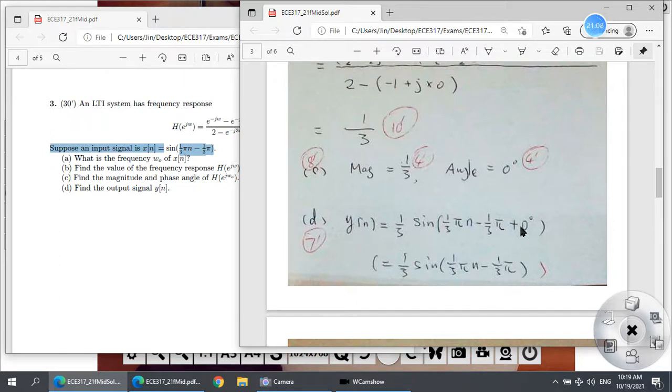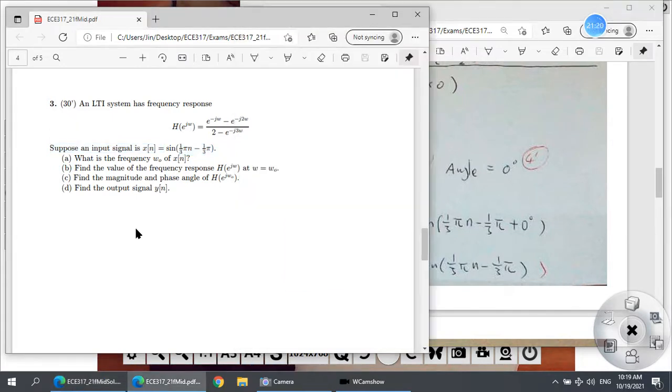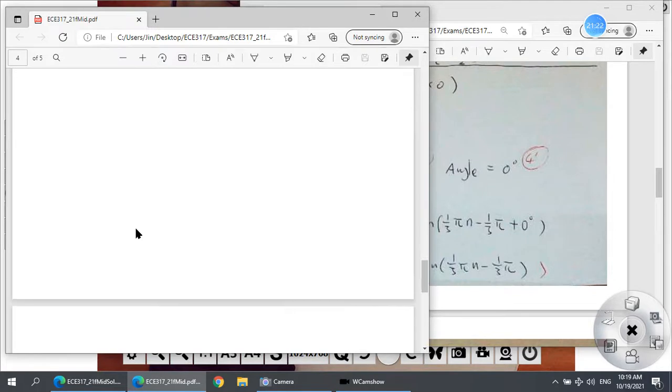Just this one. Now this phase angle is 0, so you can't see it in the output. It is just 1/3 times the input. Alright. Okay, so this is problem 3. Now let's go to the last one.